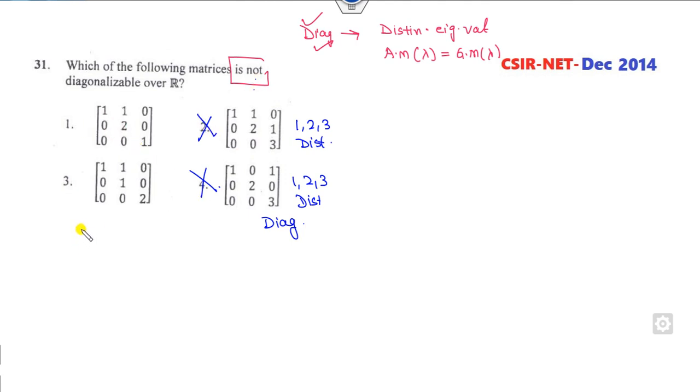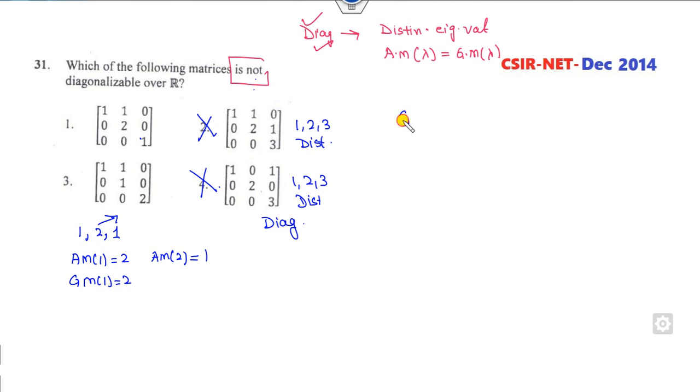Look at the first option. Eigenvalues are 1, 2, 1. Algebraic multiplicity of 1 is 2. Algebraic multiplicity of 2 is 1. So this is distinct. There is no problem. If I prove that the algebraic multiplicity of 1 is 2 equals the geometric multiplicity, then it is diagonal.